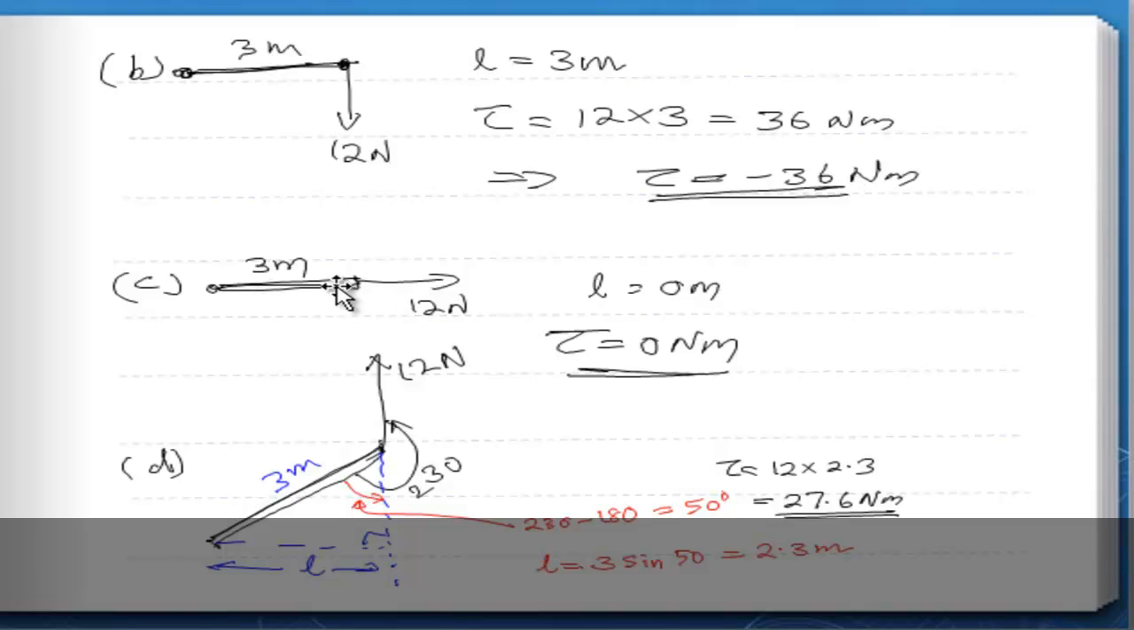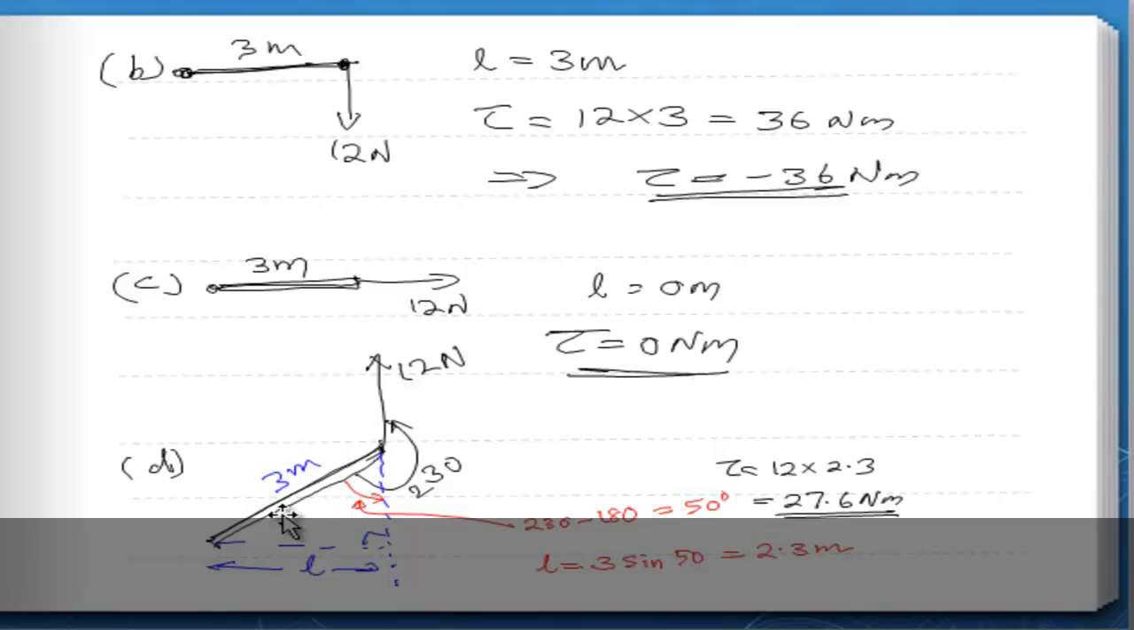Now here, the angle between the rod and the force is 0. So that means the lever arm is also 0, because the distance from the rotational axis to the line of force is 0. Okay, so the torque becomes 0.